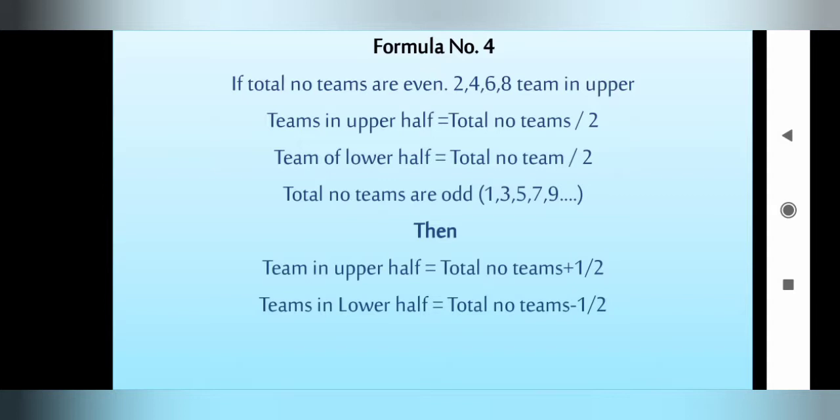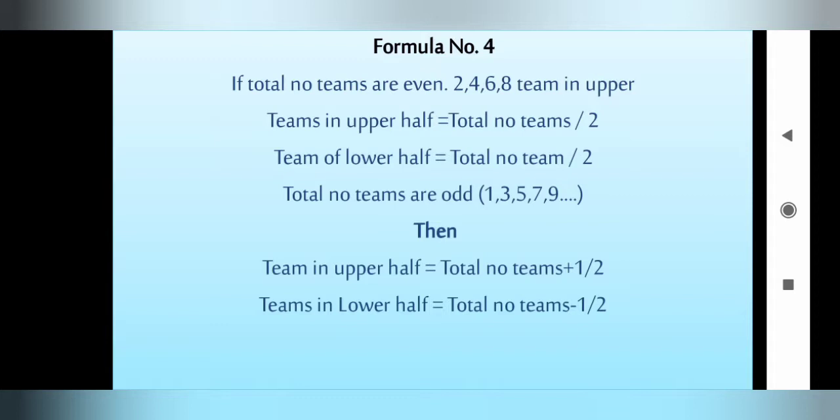Okay, so the first formula is total number of teams in the upper half is equal to the total number of teams upon 2. Then the second formula is teams in the lower half is equal to the total number of teams upon 2.